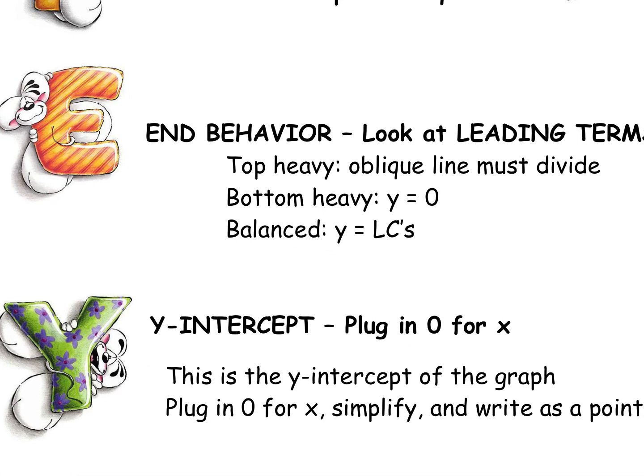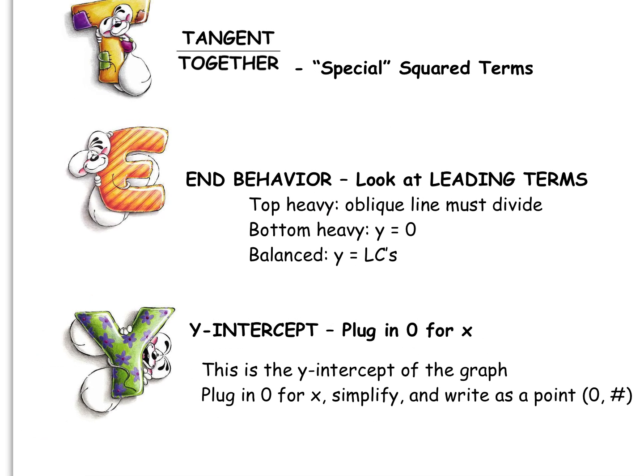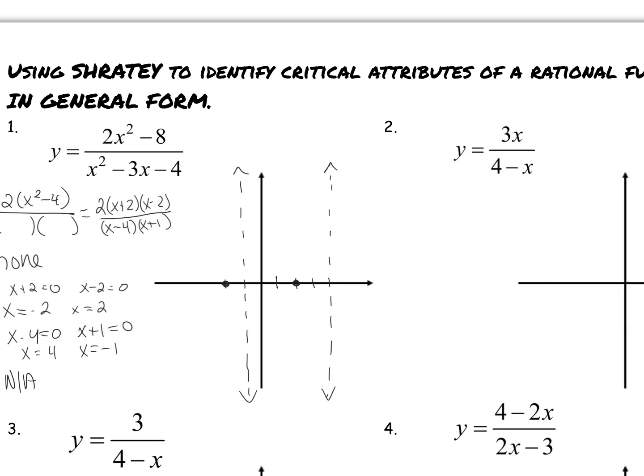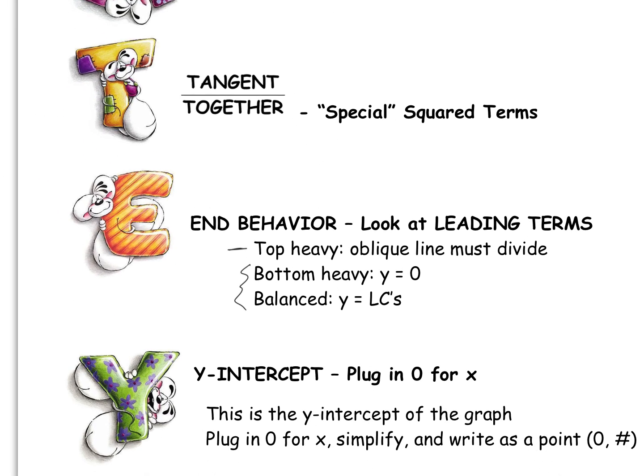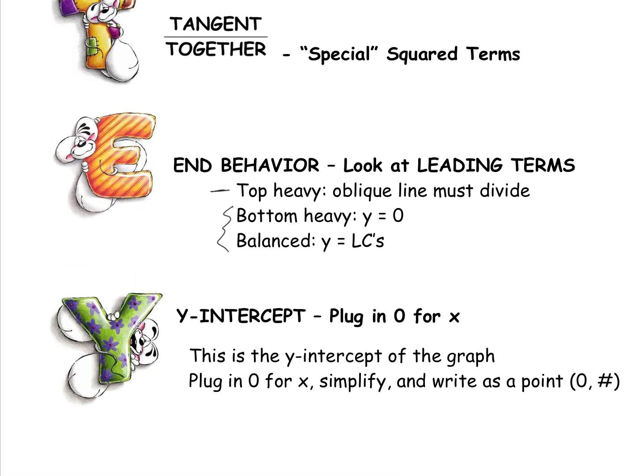So let's look at our different scenarios of end behavior. We won't spend much, if any, time on top heavy. These are the 2 we're going to focus on. Bottom heavy is referring to my degree. If you were to call them 2 separate polynomials, my degree on the bottom is bigger than my degree on the top. So in this particular case, is the degree on the bottom bigger than the degree on the top? They're both the same. So in that case, we're talking about it's balanced.